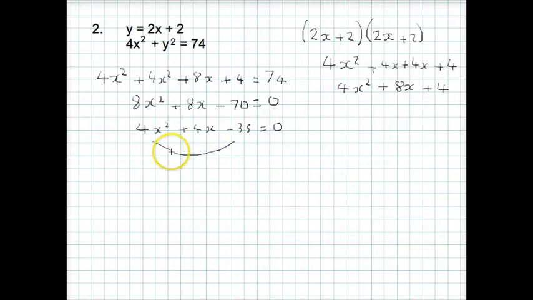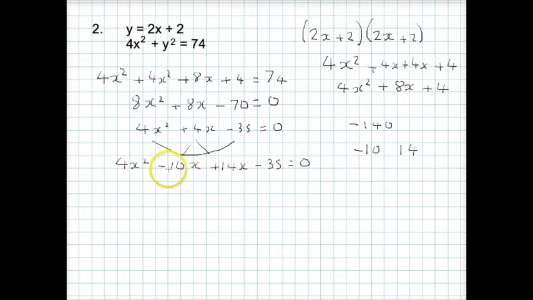Let's times these two together. 4 times minus 35 gives us minus 140. We're now looking for two numbers that multiply to give us negative 140 and add to give us 4. Well, that's going to be minus 10 and 14. Minus 10 times 14 gives us a negative, and minus 10 add 14 gives us 4. We're now going to split the middle term into these two numbers. So we get 4x squared, we need to have the negative 10 first, plus 14x minus 35 equals 0.